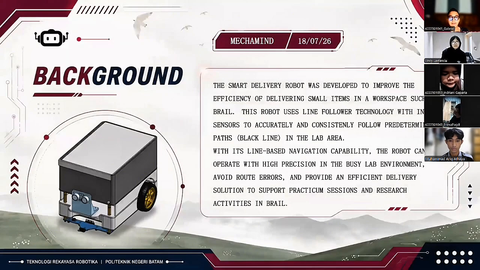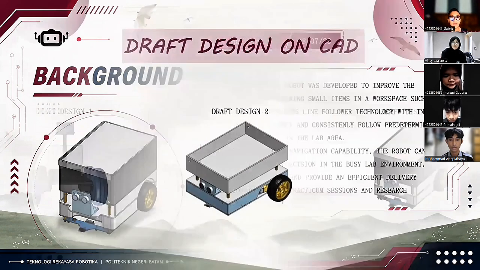First, I will explain about the background of our robot. So the Smart Delivery Robot is developed to improve the efficiency of delivering small items in a workspace such as a lab. This robot uses line-based navigation capability. The robot can operate with high precision in the busy lab environment, avoid route errors, and provide an efficient delivery solution to support practicum sessions and research activities in the lab.